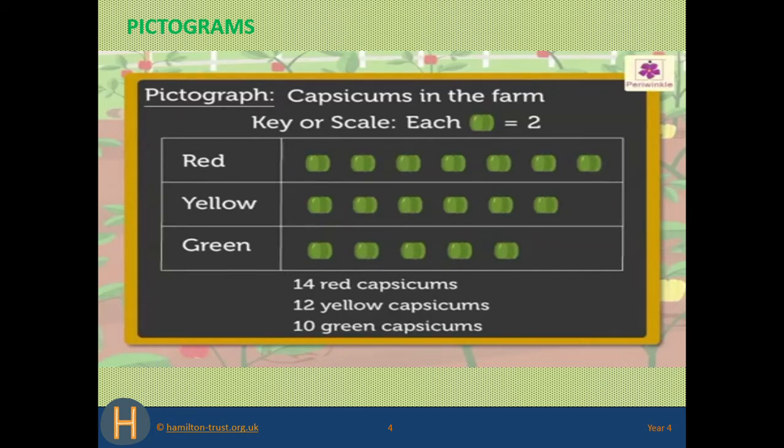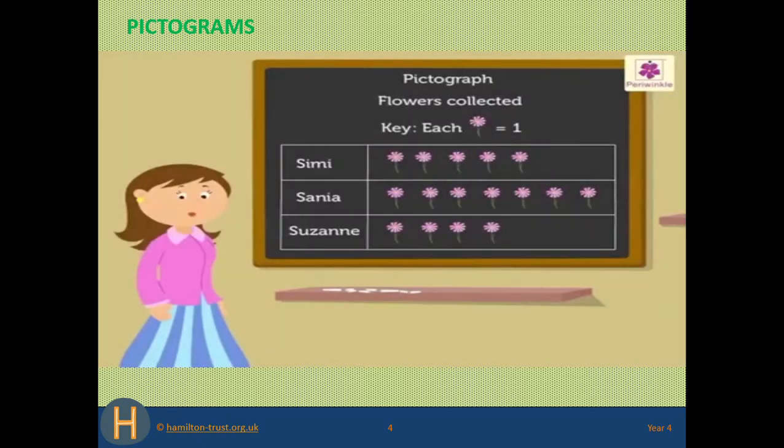From the information so obtained from the pictograph, we can say how many capsicums are there in all, whether red capsicums are more or yellow, and so on. Hence, we can obtain a lot of information from a pictograph. Hope it was fun to learn about pictogram.